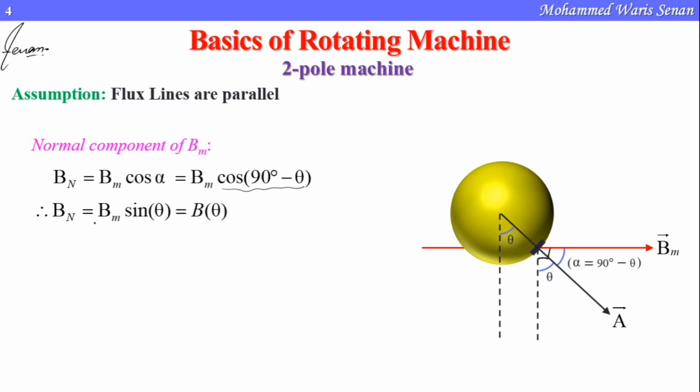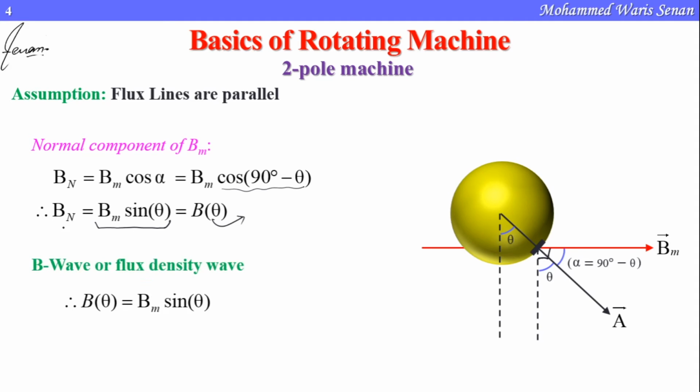So from here we can say that the normal component is not constant, it is sinusoidal. When this machine is rotating, or when theta is varied, the magnetic flux density normal to the area will be sinusoidal. It depends upon the rotation angle theta. So this flux density is called the flux density wave, or B wave. So B wave is Bm sin theta in this case.